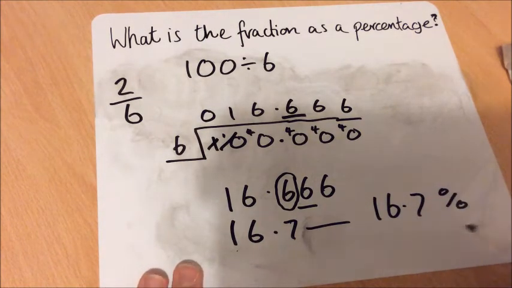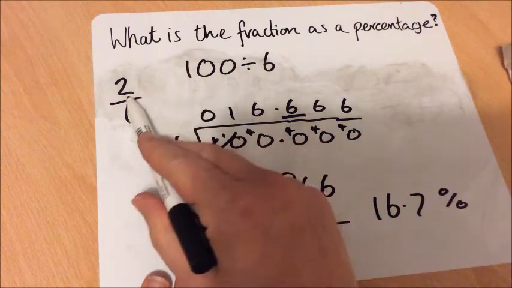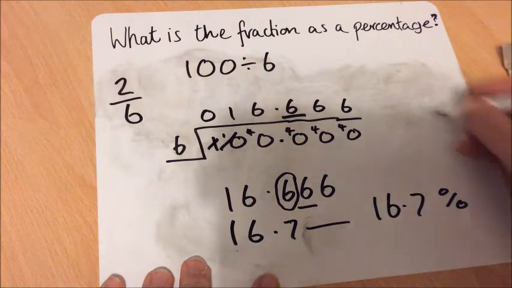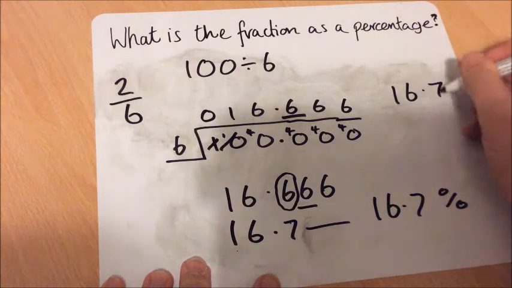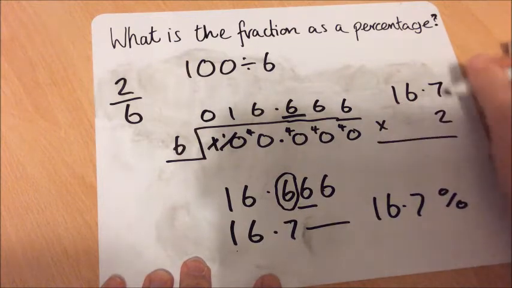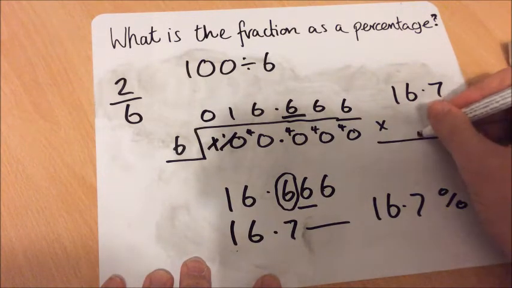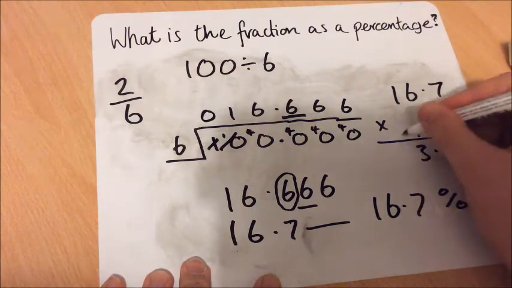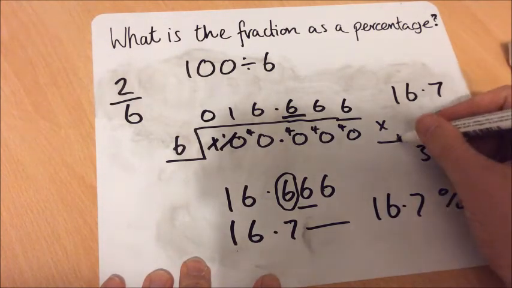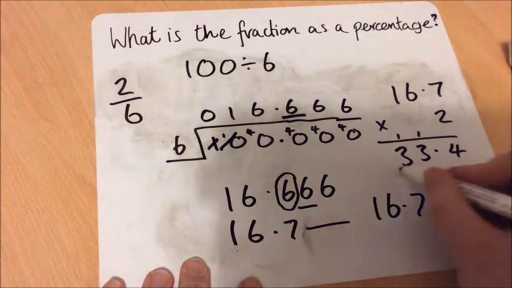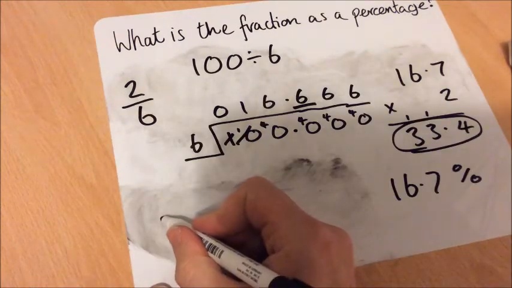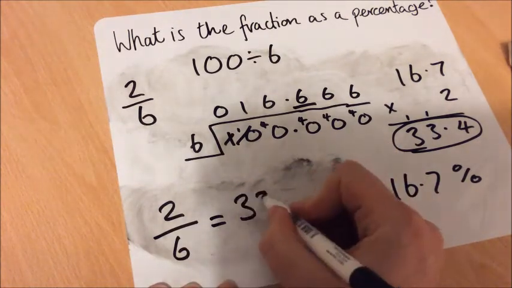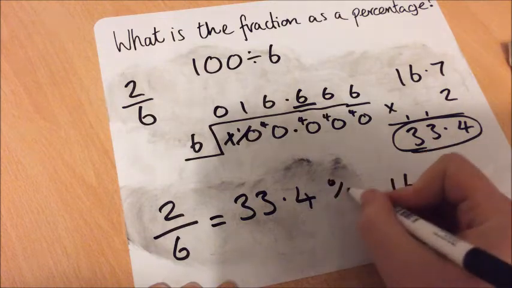So that is 16.7% for 1/6, but we need 2/6. So you need the 16.7 times by 2. 7 times 2, 14. 2 times 6, 12, add the 1, 13. 2 times 1, 2, add the 1, 3. So, your final answer, 2/6 equals 33.4%.